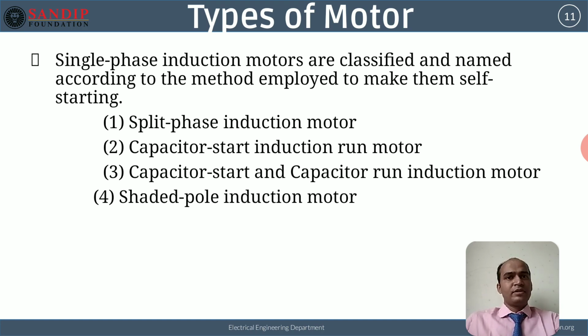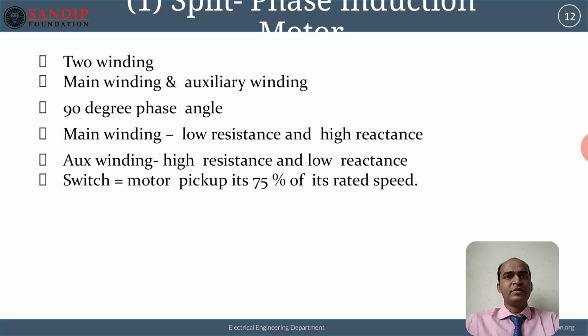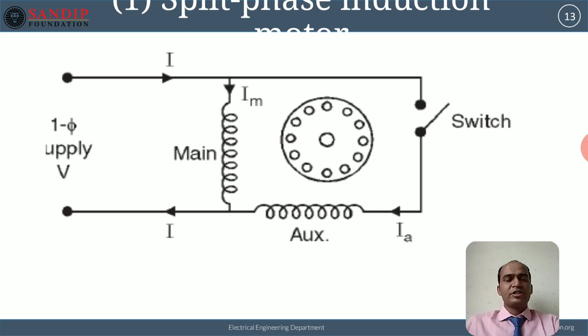Next, same slide. The induction motors are classified by these names. According to this, there are four types. This diagram shows the split phase induction motor. In this winding, a single phase supply is connected to the main winding and the auxiliary winding. The main winding and auxiliary winding are placed on the stator, and the middle portion is called the rotor. A centrifugal switch is used when the motor reaches 70 to 80% of full load speed, then the centrifugal switch automatically opens.